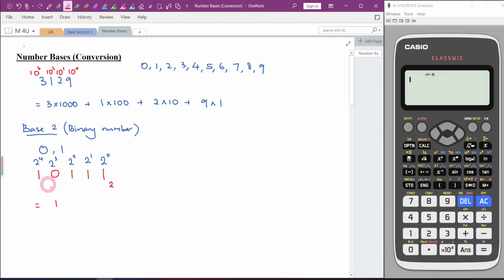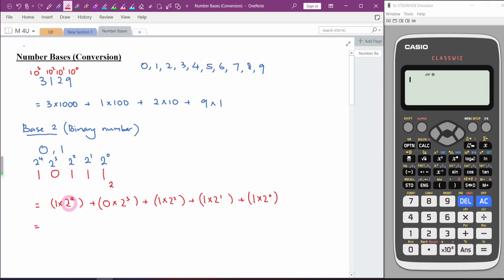1 times its place value, which is 2 power 4. You can put a parenthesis here if you want, plus 0 times 2 power 3, plus 1 times 2 power 2, plus 1 times 2 power 1, and the last one will be 1 times 2 power 0. So you need to be more careful with the last one. 2 power 0 is 1, not equal to 0. Okay, be careful of this.